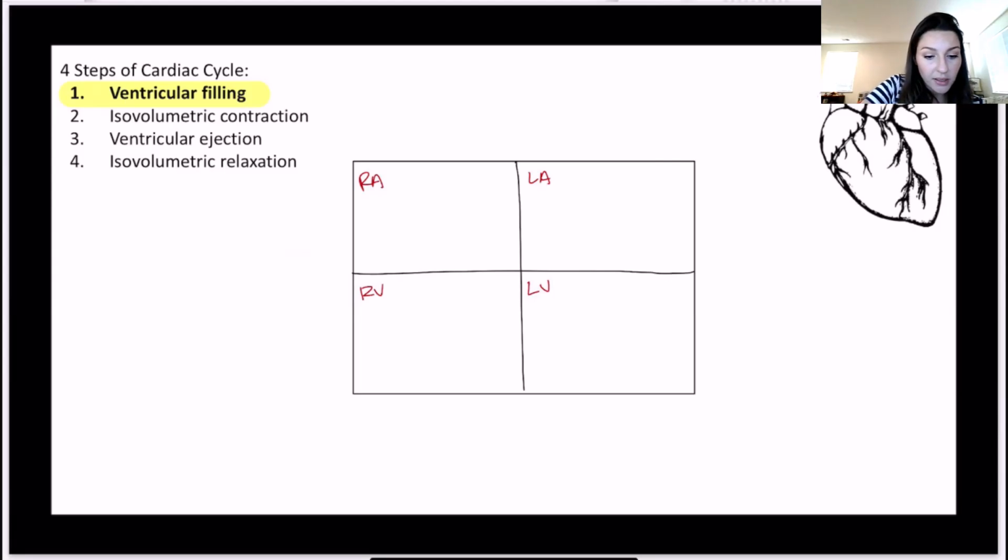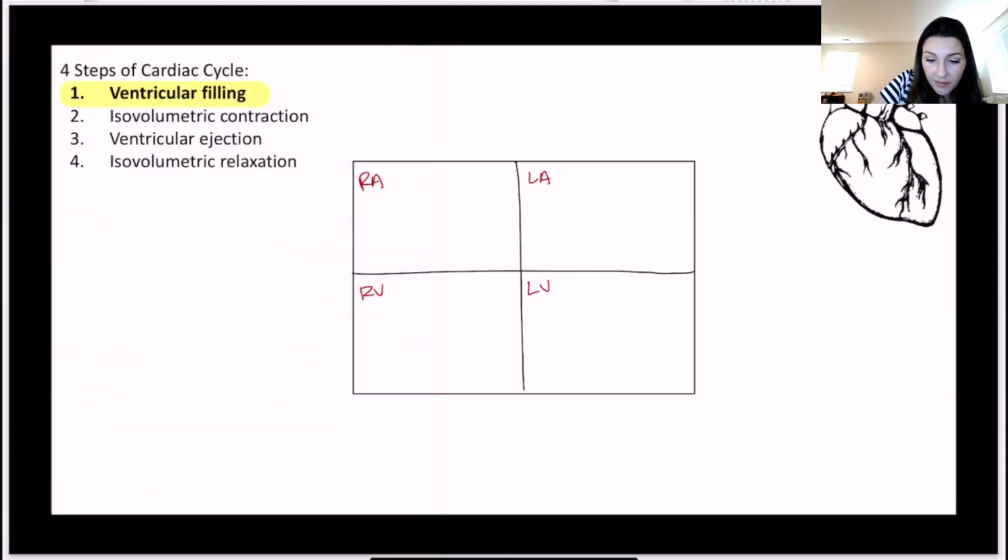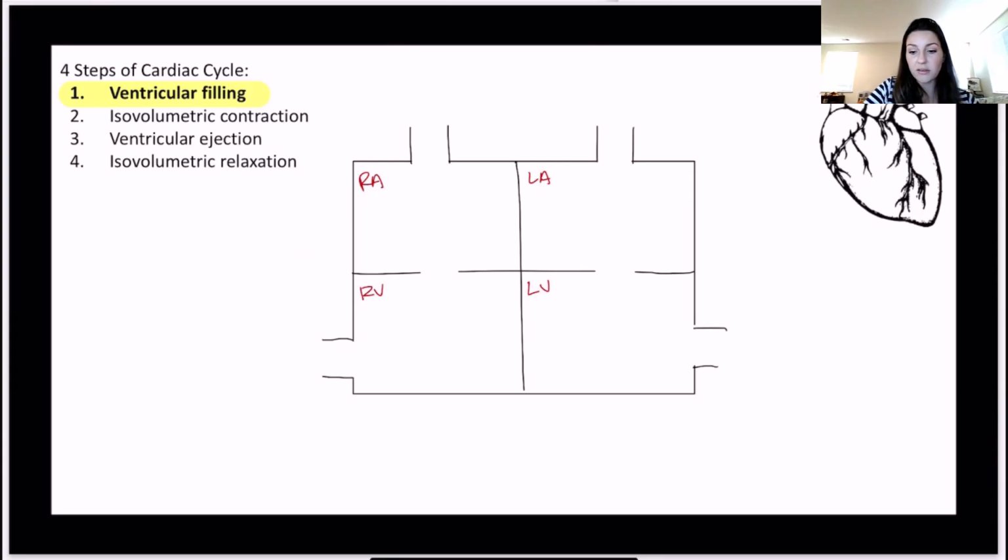So I'm going to use my little eraser. Using my eraser, we have stuff coming into the atria, we have some valves, and then we have some vessels that are leaving the ventricles. Okay, so now that we've established that, we have some vessels entering the atria, we have some valves, which I'll just leave blank at this moment because the valves are going to be the things that change, and then we have some vessels leaving the heart.